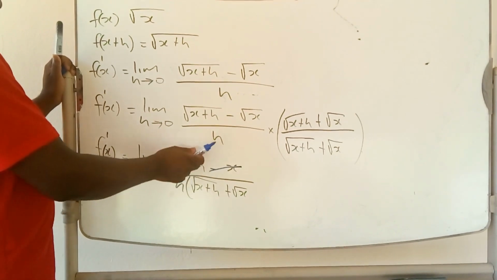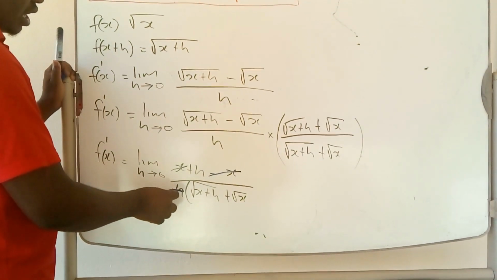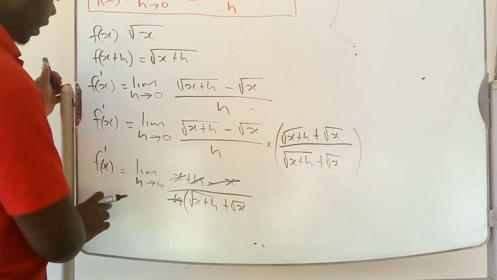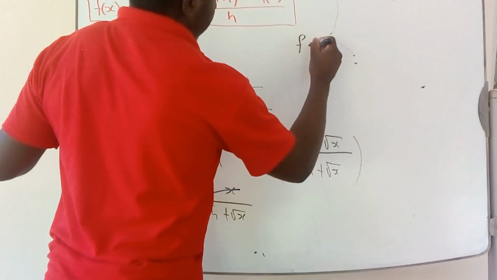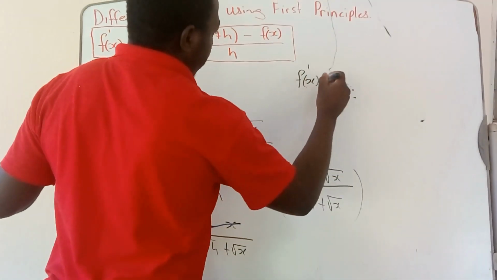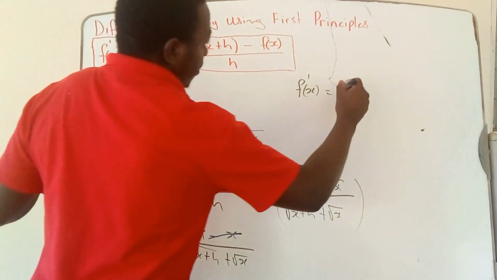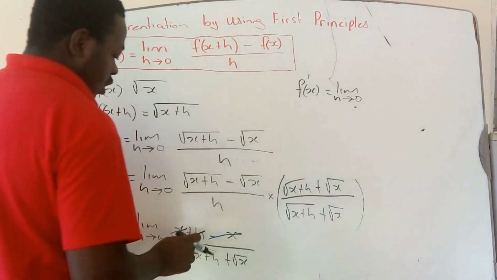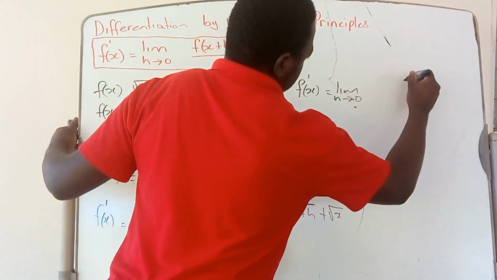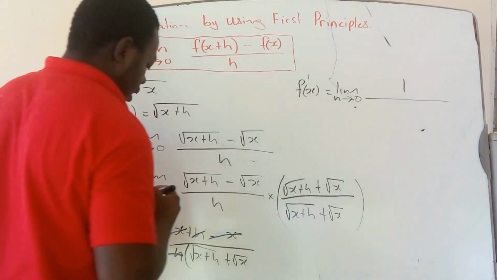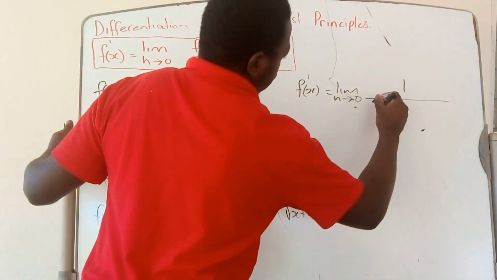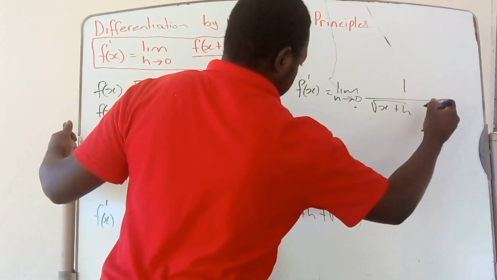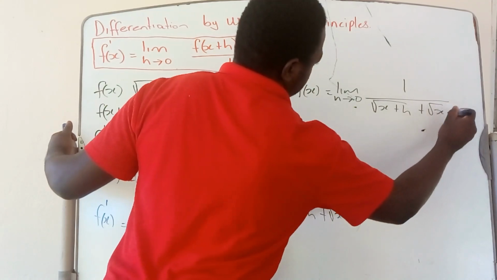Also, we have an h here and we have an h in the numerator, so this h can cancel out this h. So what are we left with? All we are left with is f prime of x, which is the derivative, is equal to the limit as h approaches 0. In the numerator we have 1, so that's just 1 left on the numerator, right? In the denominator we have the root of x plus h plus the root of x, right?